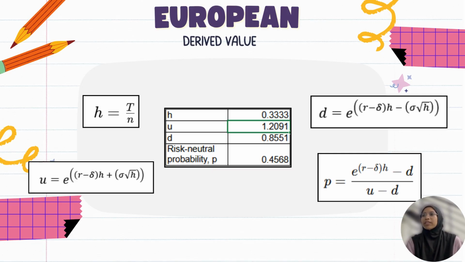U, the up factor, equals exponential of R minus dividend yield times H, plus volatility times square root of H. And then D, the down factor, equals exponential of R minus dividend yield times H, minus volatility times square root of H. And then P, the risk neutral probability, equals exponential of R minus dividend yield times H, minus down factor D, over up factor U minus down factor D.